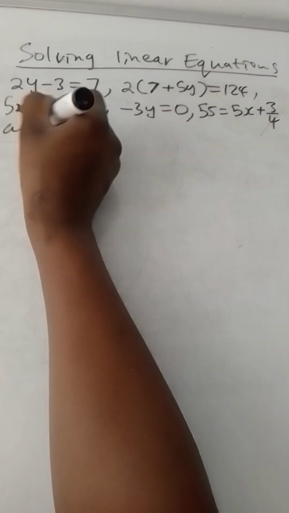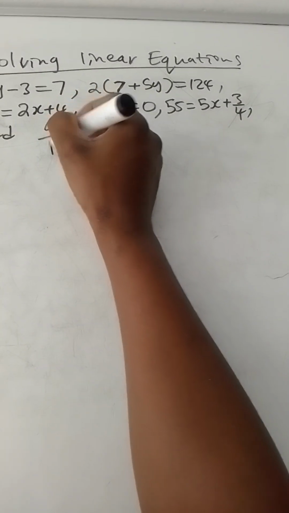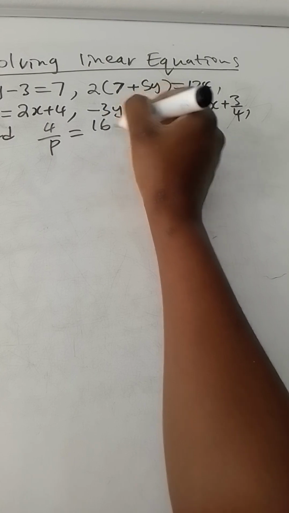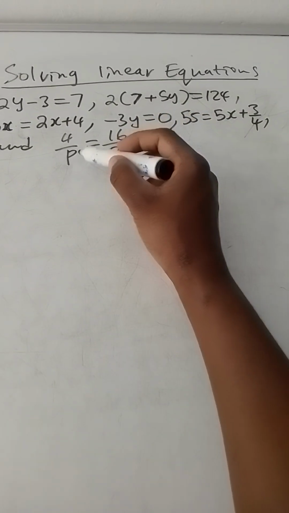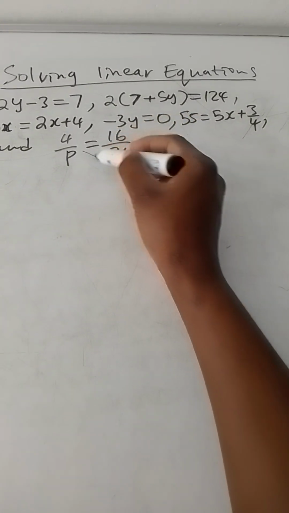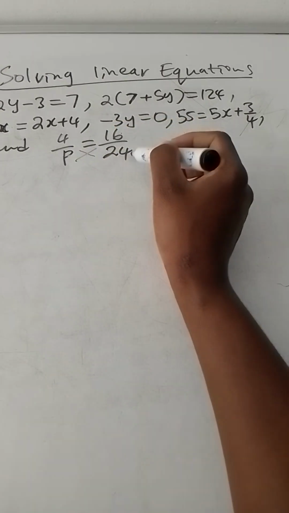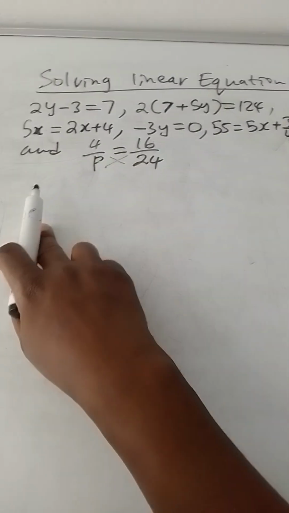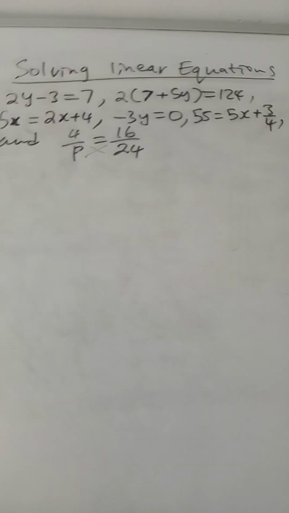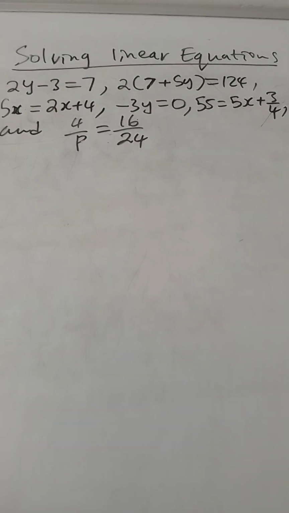And lastly, let's say we have 4 over p equals 16 over 24. This is a linear equation because if we simplify this by cross multiplying, this is going to be 16p and this is going to be 96. So the p will still have exponent 1. Okay, so those are all examples of linear equations.